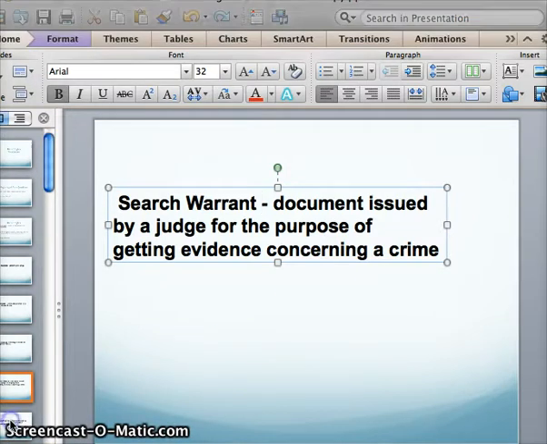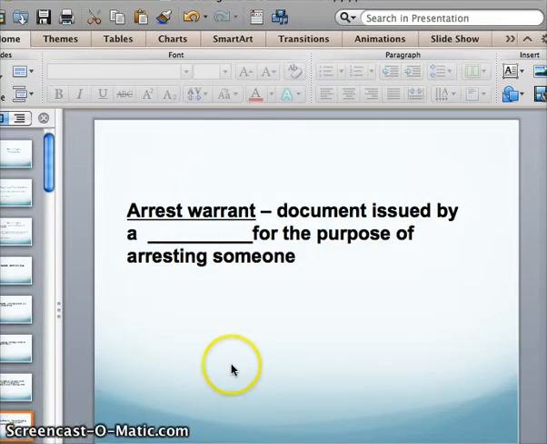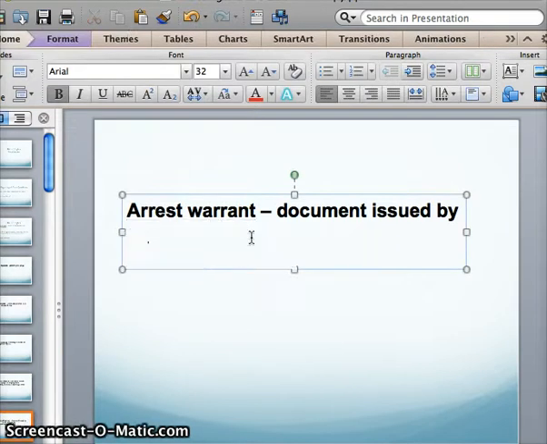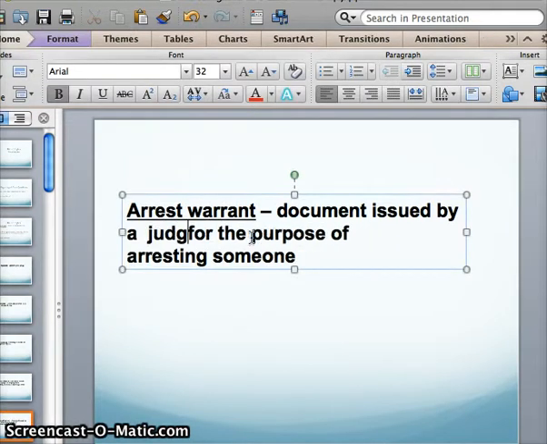The next one is an arrest warrant. An arrest warrant is a document issued by a judge for the purpose of arresting somebody. This also protects people from just being arrested at random. In order for somebody to be arrested, an arrest warrant needs to be issued.